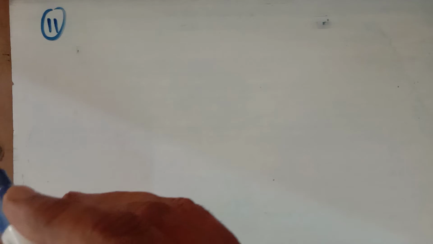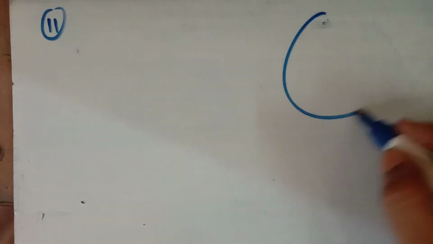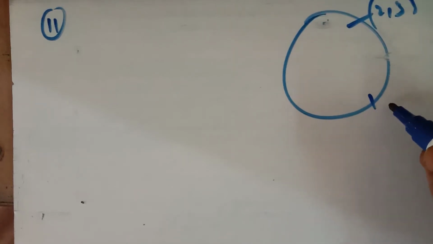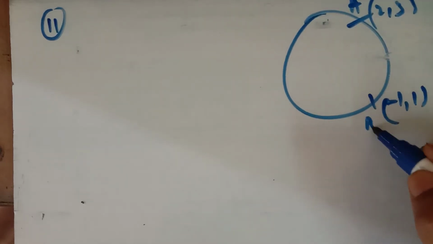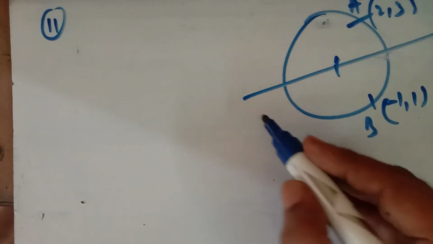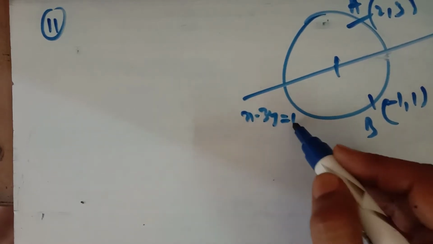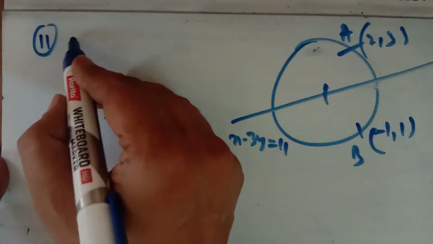It says that you have to find the equation of the circle passing through the points 2, 3 and -1, 1. I'm calling these A and B, and the center of this circle is lying on the line x minus 3y is equal to 11. Now I'll solve this by using the general equation of the circle.